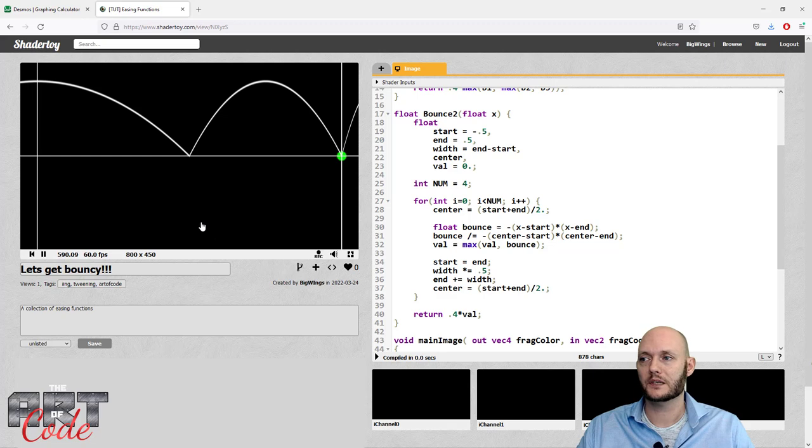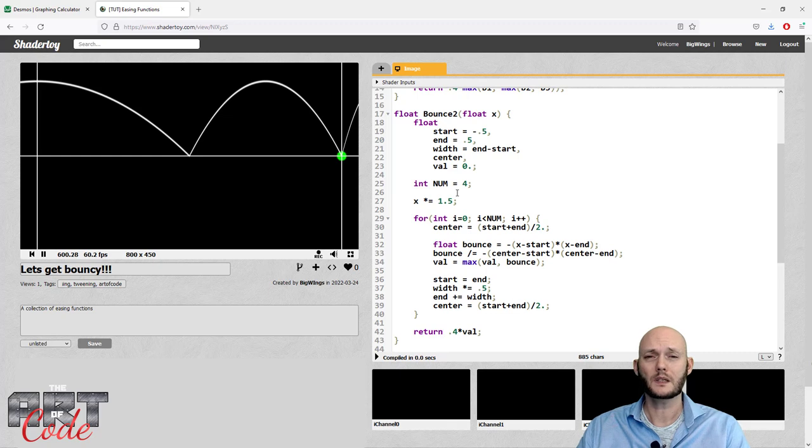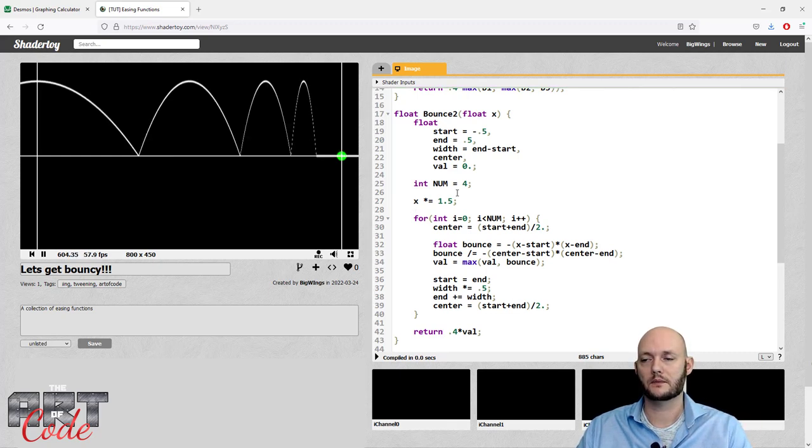Because we start at half a bounce, we have to add that. So in order to compensate for that, we have to say, over here, x times equals 1.5, just to compensate for that bounce. And now we have bounces that, no matter how many you put, you can always fit another one in between, because every bounce gets half as long as the previous bounce. Okay.